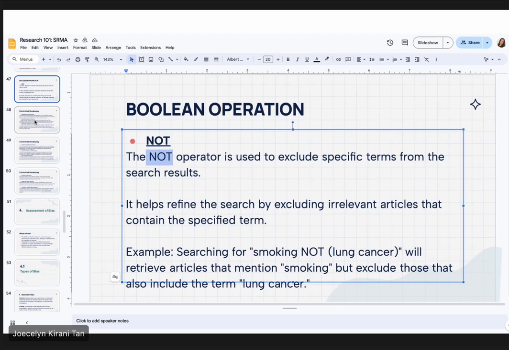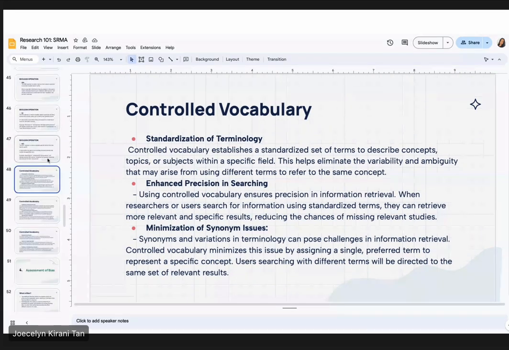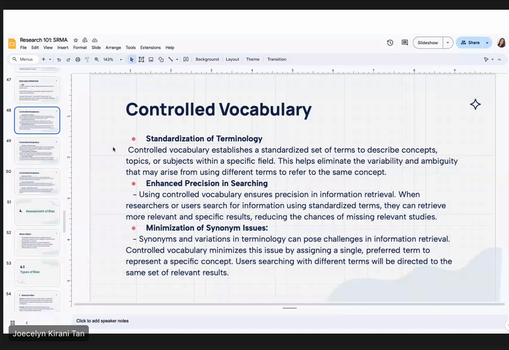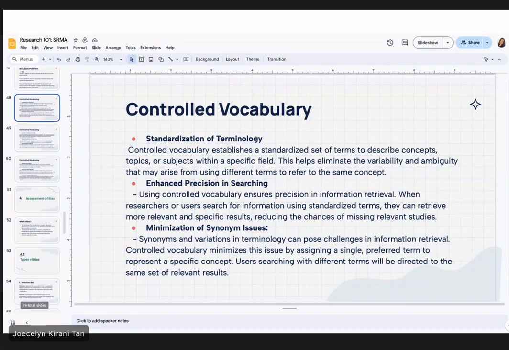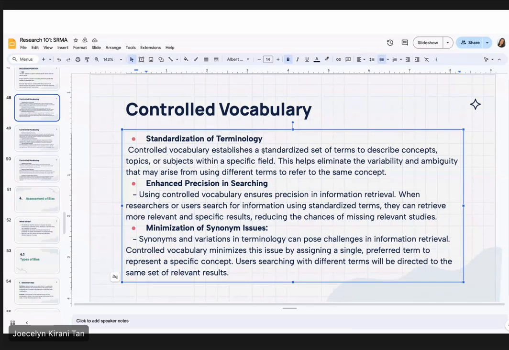Okay, and then we move on to controlled vocabulary. So that was pretty straightforward, Boolean operation. For controlled vocabulary, we have our standardized terminology. So controlled vocabulary establishes a standardized set of terms to describe concepts, topics, or subjects within a specific field. This helps eliminate the variability and ambiguity that may arise from using different terms to refer to the same concept. So it's a long string of explanation, but basically when you're describing a disease, there's always, oh, this is the name of the disease, but it's also known as blah, blah, blah, also known as blah, blah, blah. So there's a lot of different phrases that may describe the same thing.